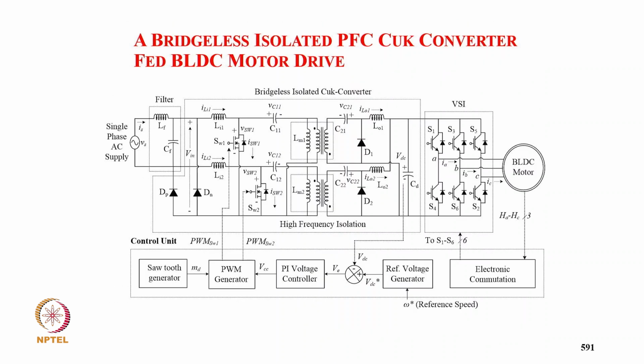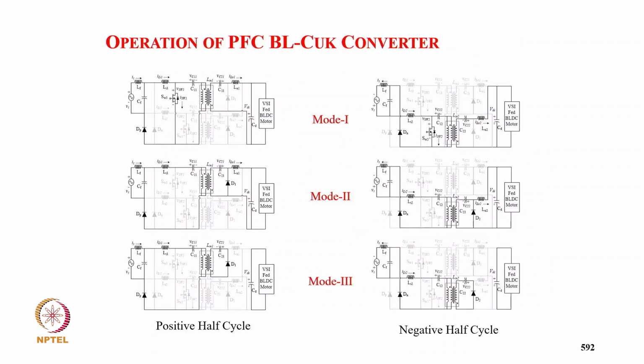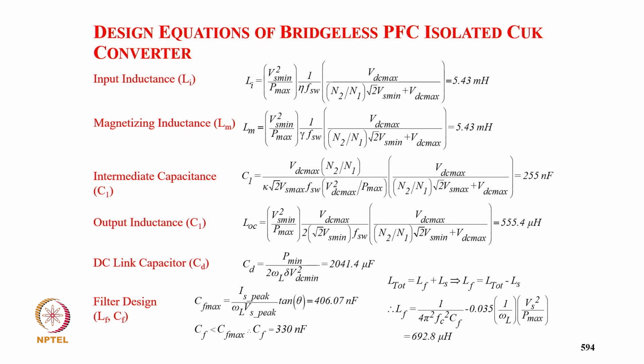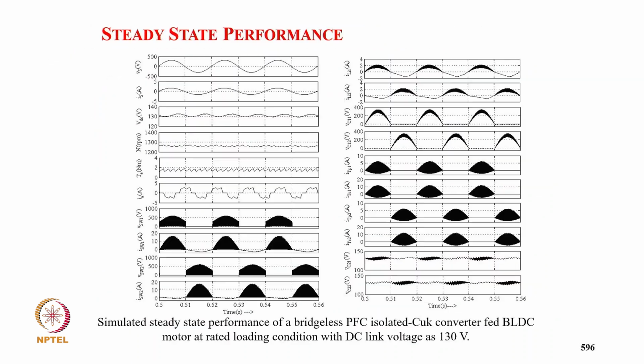Coming to the bridgeless isolated PFC Cuk converter. So here we use again two Cuk converters, one for the positive half cycle, one for the negative half cycle. Similarly, we have again three designs, out of which we select only one design, where the output inductor is discontinuous. And these are the modes for the positive half cycle: diode, device conducting, diode conducting, and none of the two conducting. Similarly for the negative half cycle, and you can see clearly here the waveforms that the output inductor currents are discontinuous for both the converters. And then we calculate the input inductor as 5.43 microhenry for both, and the output inductor is 555.4 microhenry, and the parameters are selected.